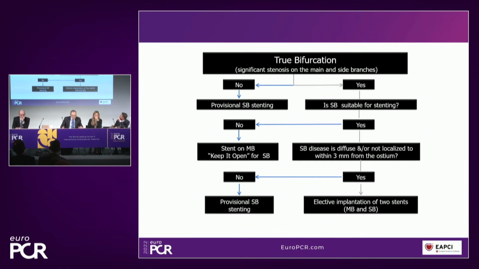Now, if it is a true bifurcation, the next question is, is the side branch suitable for stenting? If a patient had an infarct in that area and that area isn't viable, then you're really not going to stent. If it's a very small vessel, a 2.0 or less, and you have a very dominant right coronary, then perhaps you won't go ahead and stent. The next question is, is the side branch disease diffuse and/or located within 3 millimeters of the ostium? If the answer is no, then provisionally stent, and if it is, then electively implant 2 stents up front with a main branch and a side branch stent.